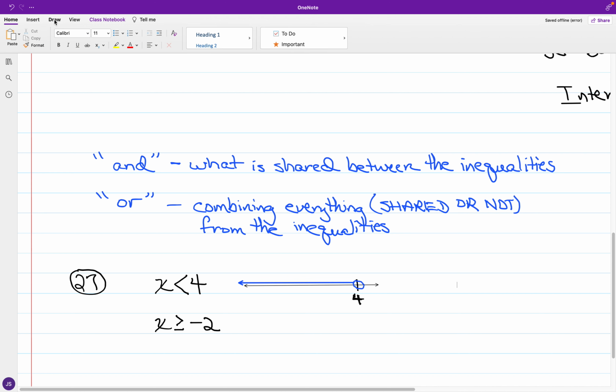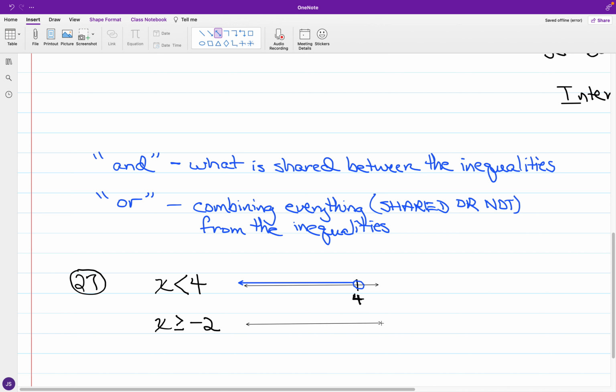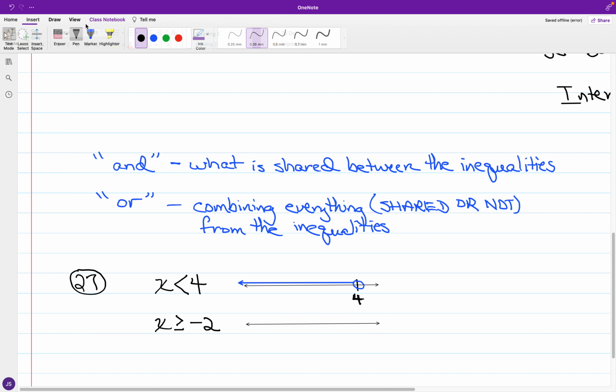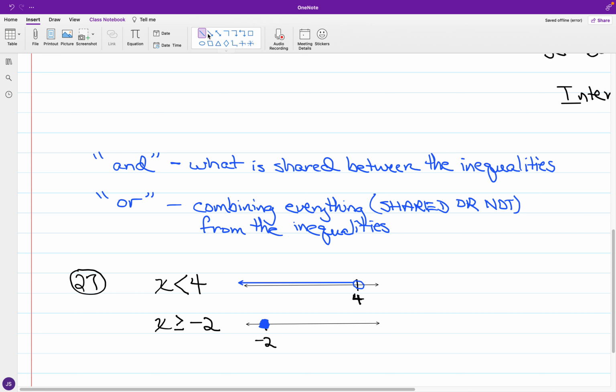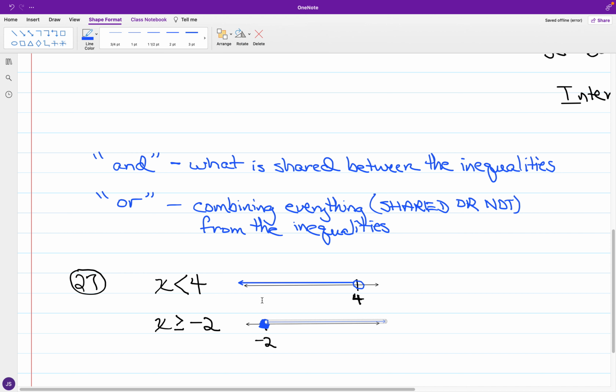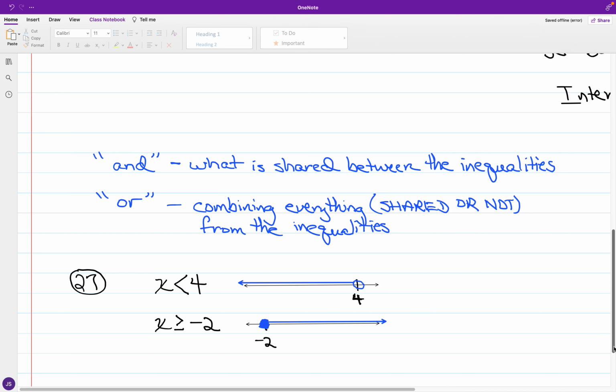And for what we have in the case of x is greater than or equal to -2, this time we got the equal sign, and this is going to signify that -2 is included. You have x equal to -2. Solid point indicates the equal to portion. The rest of the values you have greater than -2, and you have going continuously out to the right.